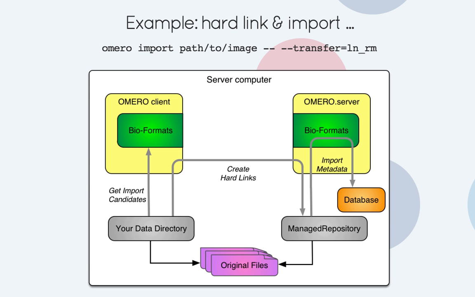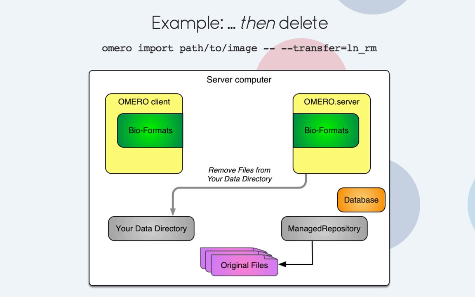So in this case it's taking place on a single file system. The bioformats is used by the client to identify the import candidates. The hard links are created, so the managed repository then has links to the original files in the same location as the data directory. Again, that is confirmed using a checksum, that's fine. And then the image is imported again using bioformats to extract the metadata and put it into the database according to the model. What we can then do is delete.